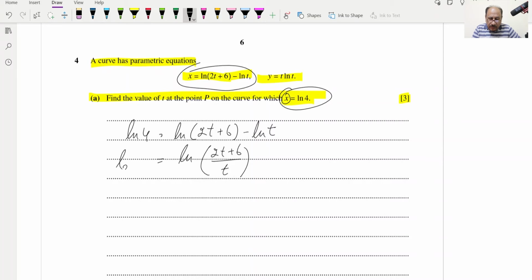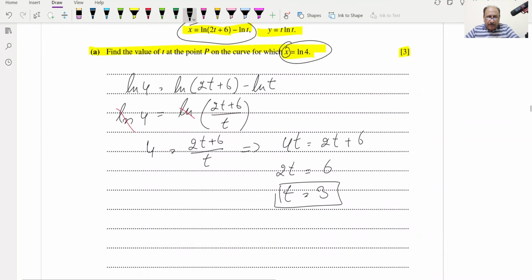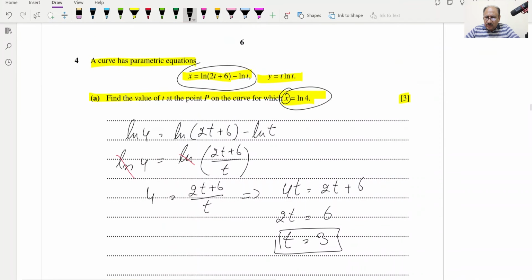And this one will be log of 4, and we can eliminate log on both sides, so 4 is equal to (2t plus 6) over t. Cross multiply, and this implies 4t is equal to 2t plus 6, and 2t will be equal to 6. This implies t is equal to 3. So t is equal to 3 is the value, and this is our answer for this one.